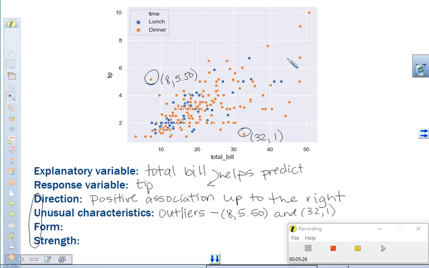The form is very linear. We're going to pause this for a moment. Sorry about that. We are back. So the form in general is linear. There's not a curve that we notice. As people's bills get larger, they don't seem to be tipping more and more. It seems fairly linear.